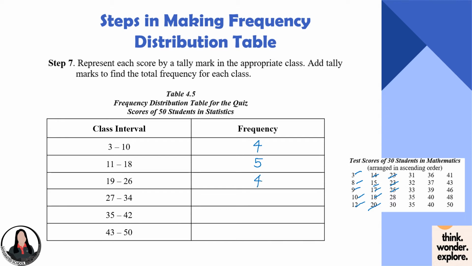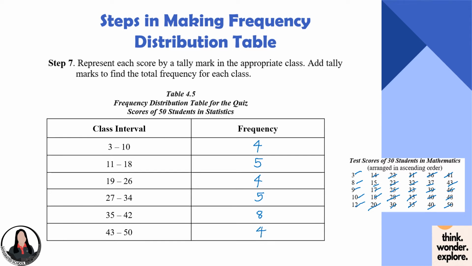Next, for the fourth class, 27 to 34, 1, 2, 3, 4, 5. So, ito yung 5. And then, scores ng 35 to 42, we have 1, 2, 3, 4, 5, 6, 7, 8. Okay? And then, for the last one, 43 to 50, we have 1, 2, 3, 4. Okay. So, meron tayong 4 scores under ng last class.